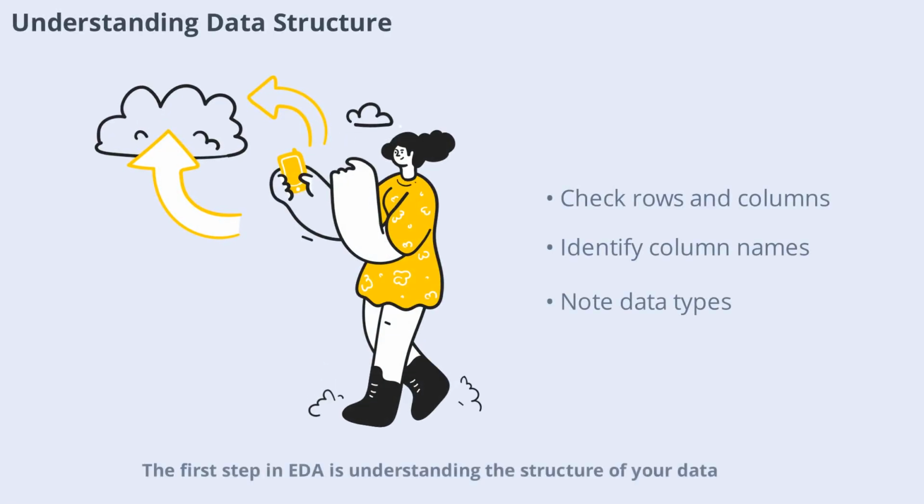The first step in EDA is understanding the structure of your data. This means looking at how your data is organized, how many rows and columns it has, what each column represents, and the types of values you're dealing with. By getting a sense of the overall shape, you can plan your analysis more effectively. This step is like reading the table of contents before diving into a book. It sets the stage for everything that follows.